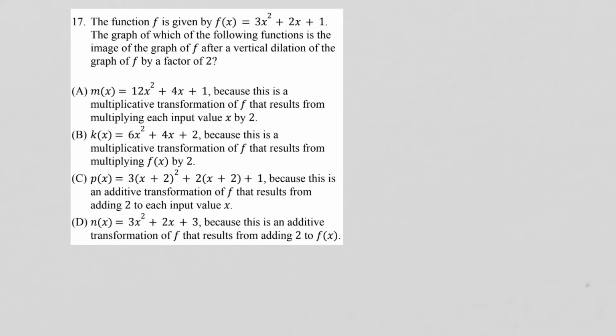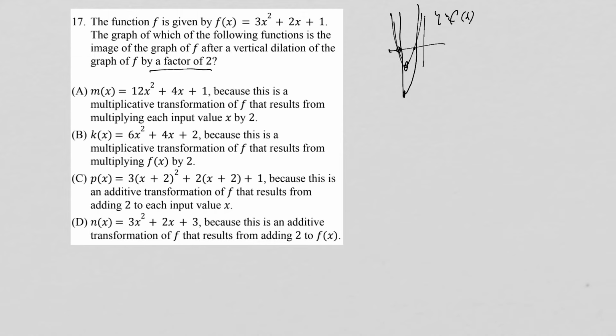Okay, let's look at 17. Here's a function, 3x squared plus 2x plus 1. The graph of which of the following functions is the image of the graph after a vertical dilation of the graph? So, f of x, the graph would be some kind of parabola. And they're saying, what if there was a vertical dilation by a factor of 2? So if this thing got stretched out, so that every point sort of got doubled, it would be like a sort of a skinnier parabola.